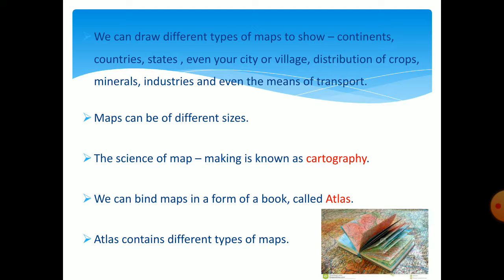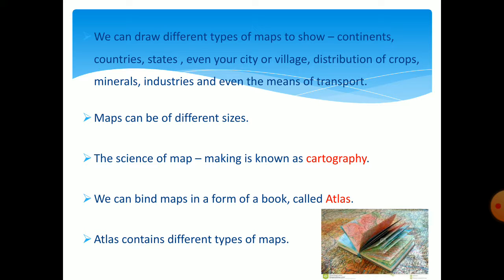We can draw different types of maps, not only a particular map. We can draw different types of maps to show continents, countries, states. Even we can show the city or village we live in on the map. Then distribution of the crops, minerals, industries and even the means of transport. So each and everything we can show by drawing the maps.